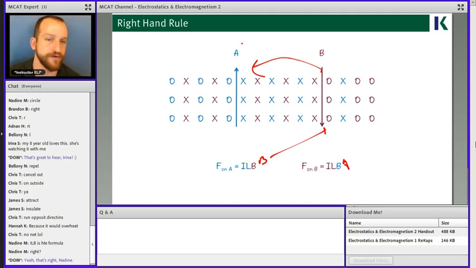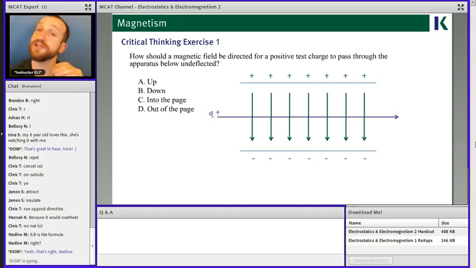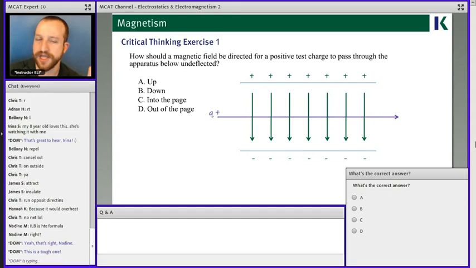So let's go one step further. Let's talk about a problem that gets about as complicated as the MCAT would ever give you on test day. An apparatus that has an electric field, a charge moving through it, and we need another magnetic field to balance something out. This is about as complicated as you would ever see, so I do want to give you a chance to actually try this one out on your own. See if you can spot the connection they want you to make.